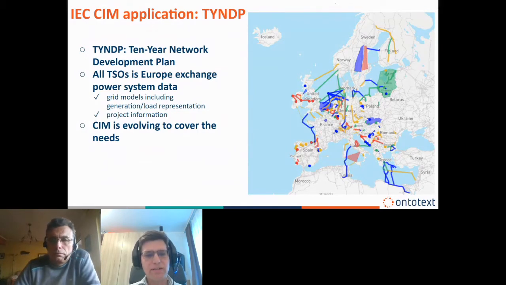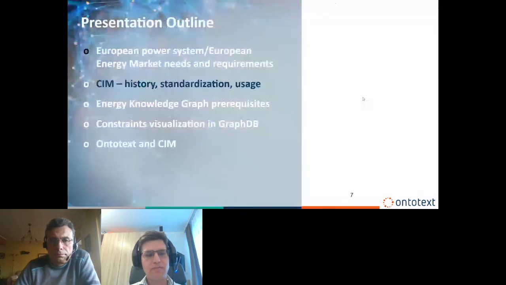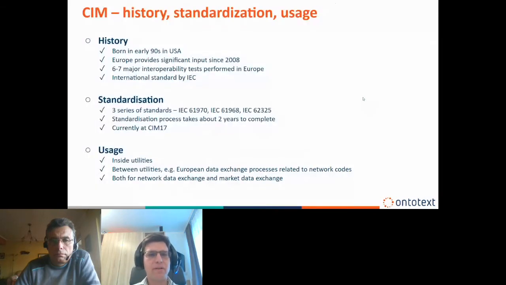So we know that CIM is not that old, but it's already getting some experience. It started in the early 90s in the USA. And what we saw in the last 20 years is that Europe has made a significant contribution to that, where CIM for planning and CIM for dynamics were also cooperative efforts between organizations in Europe and the US.